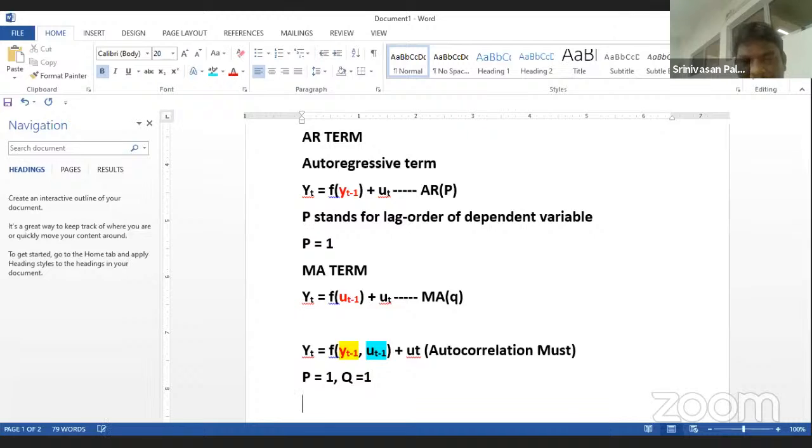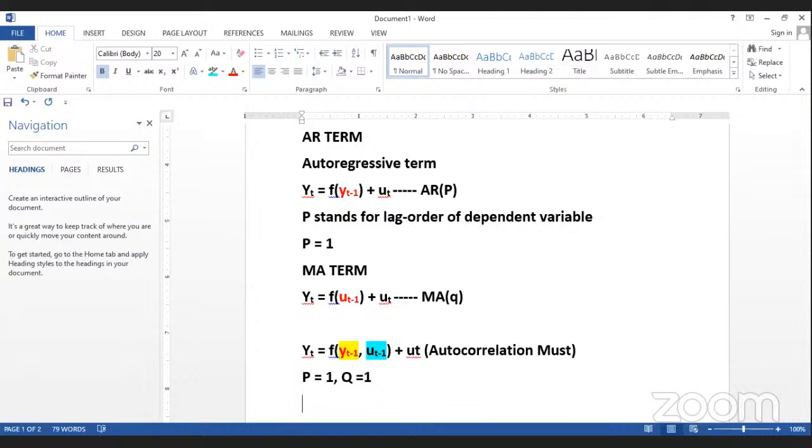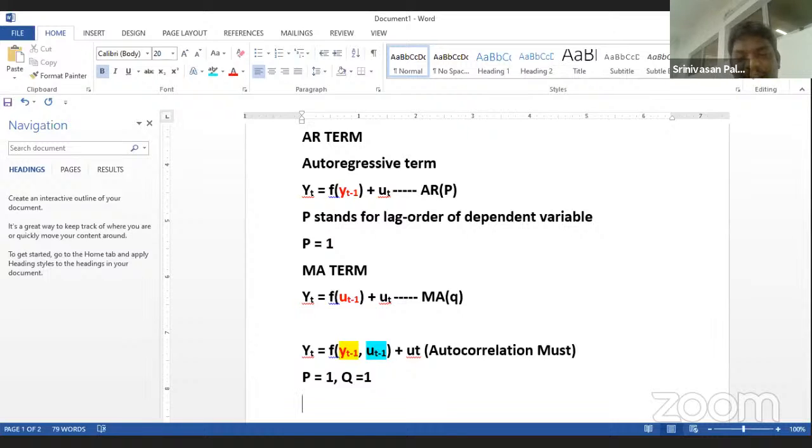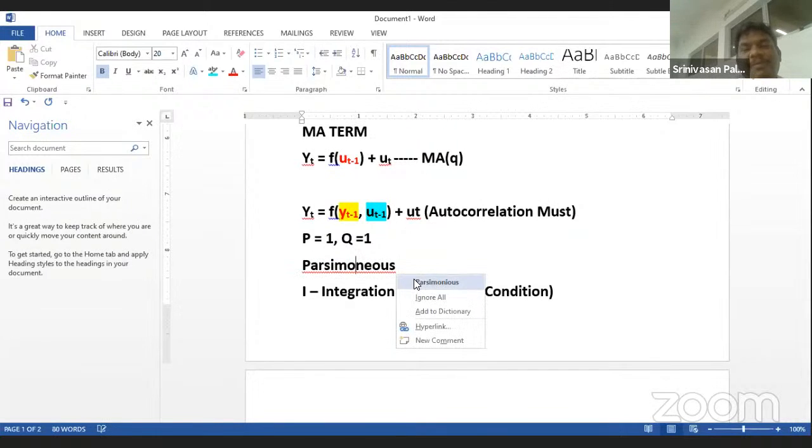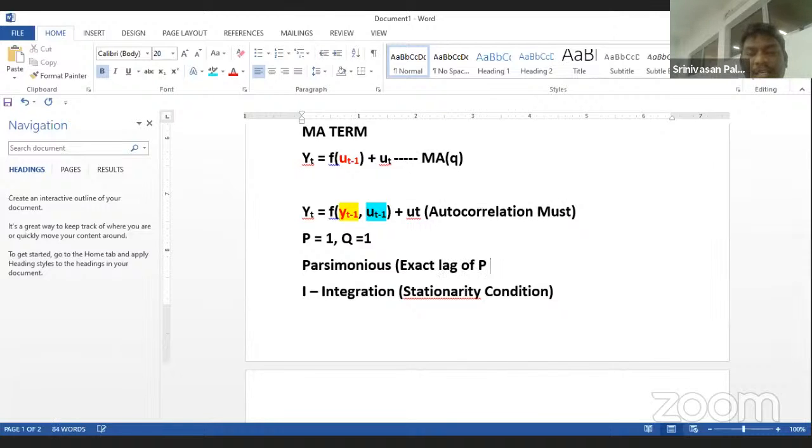But can I proceed with this lag order? No, I should not proceed with it. I have to identify the appropriate lag order. Please make a note, this is a very, very important point, which is called the parsimonious model. Parsimonious model means the exact lag length, the exact lags of P and Q. This is very, very important.